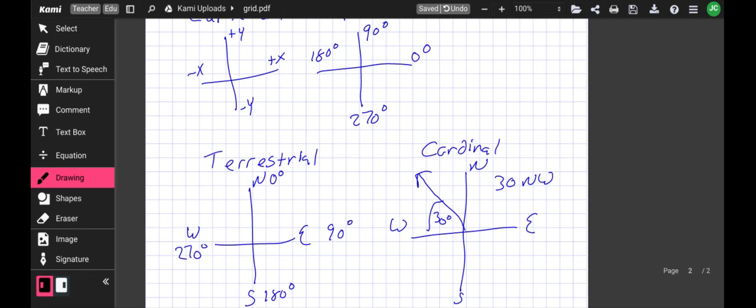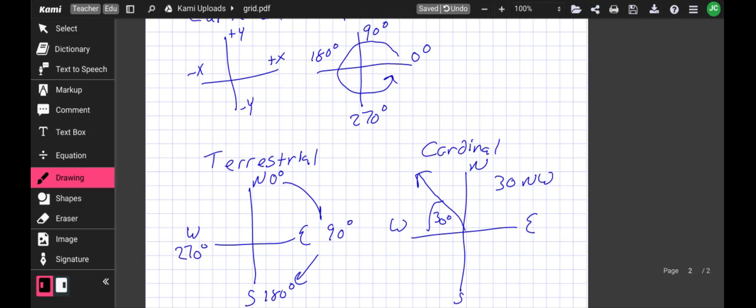The first thing you need to recognize in the terrestrial system is that it runs in a clockwise direction. As we are moving from 0 to 90 to 180, we are working opposite to what we're doing in the polar coordinate system, which is running in a counterclockwise direction.